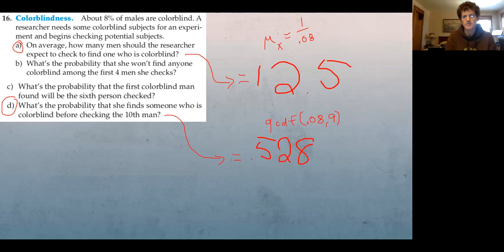So what this means with the CDF is that any of the successes 1 through 9, and then all those probabilities added together is 52.8. So that's the probability that we're going to get a success in the first 9 people, which is before the 10th person.